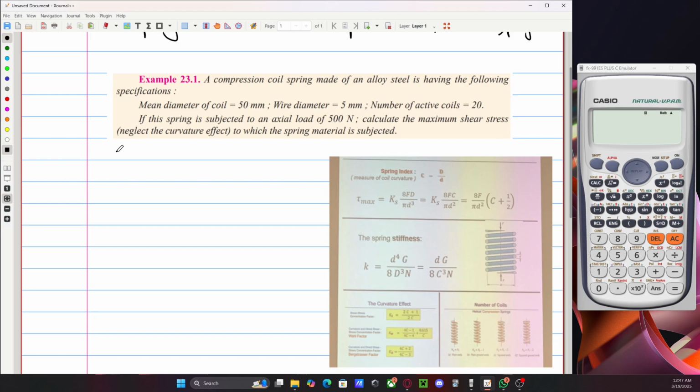We're given the mean diameter of the coil, which is our capital D, which is 15 millimeters. We're also given small d, the wire diameter, of 5 millimeters. We're also given capital N, the active number of coils, 20. And if the spring is subjected to an axial load of 500 newtons, so our F is 500 newtons, calculate the maximum shear to which the spring is subjected. So that's what we are asked to do.